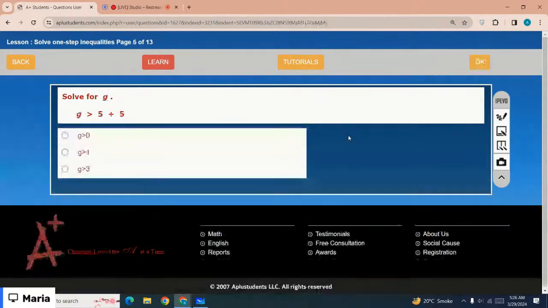G is greater than 5 divided by 5? That is G is greater than 1. Option number 2 is the correct option. Very good. Okay, you can complete the lesson by yourself. We just move on to the next lesson.